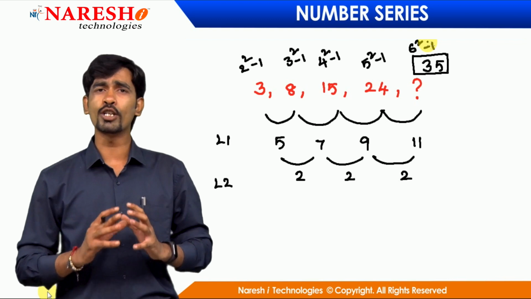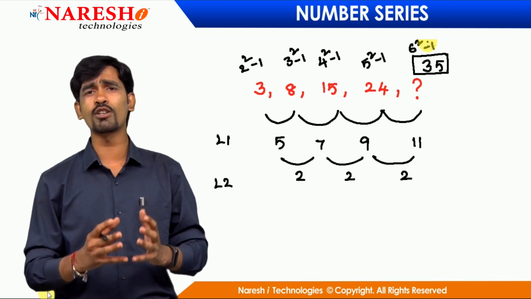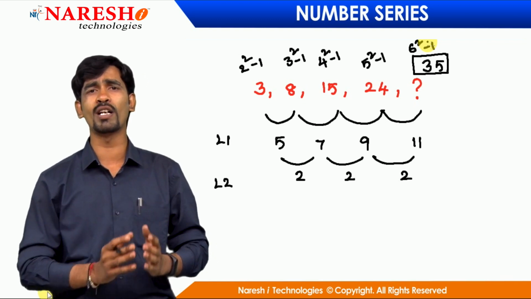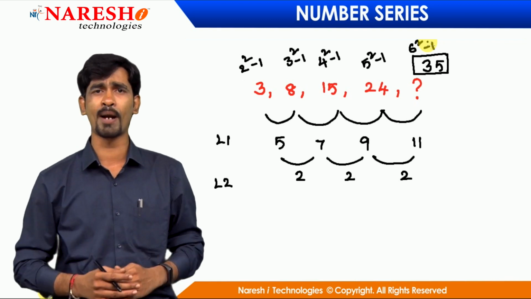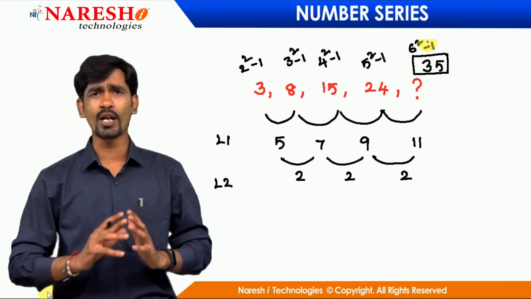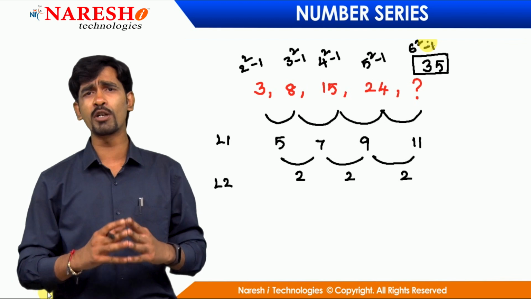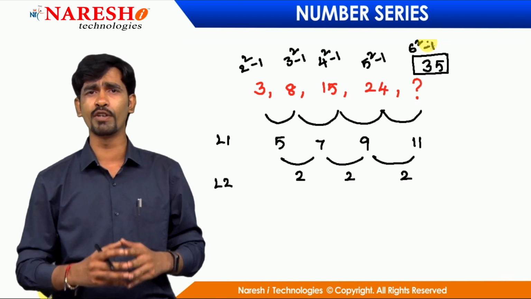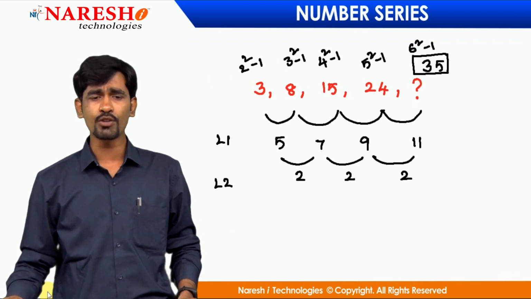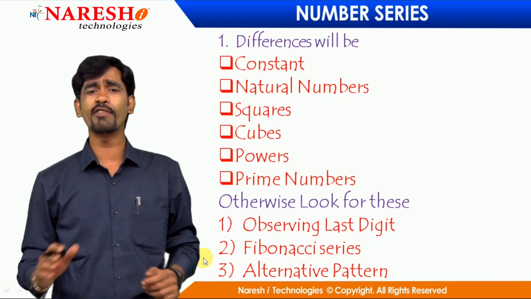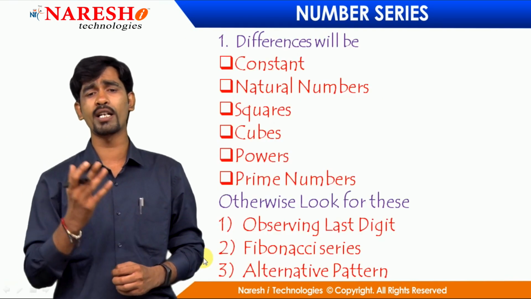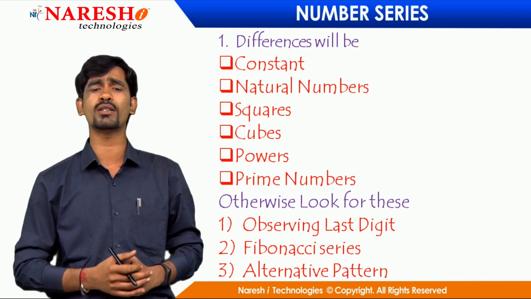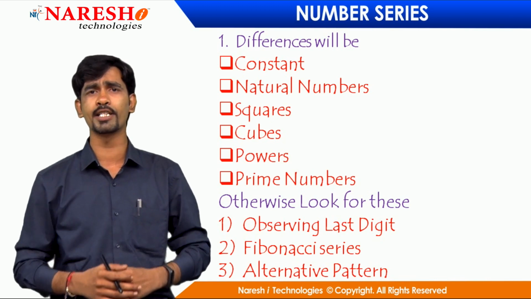That means you can use some standard patterns directly. Squares of numbers are n square plus or minus 1, n cube plus or minus 1. These are the standard patterns. Or otherwise, whatever the question we are going to have, you can comfortably solve it by observing the level of differences. That's what I just mentioned here. The level of differences may be natural numbers or perfect squares or cubes or powers. We'll take one example of each so that you will understand this better.